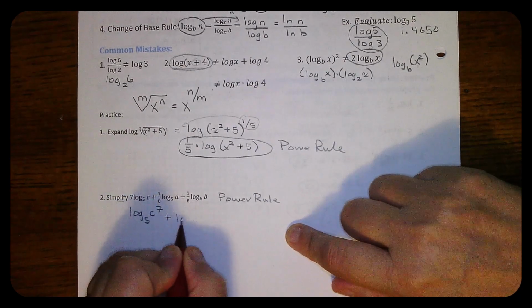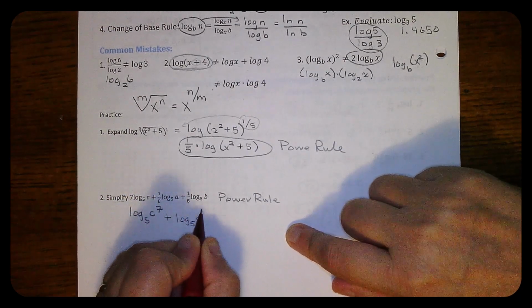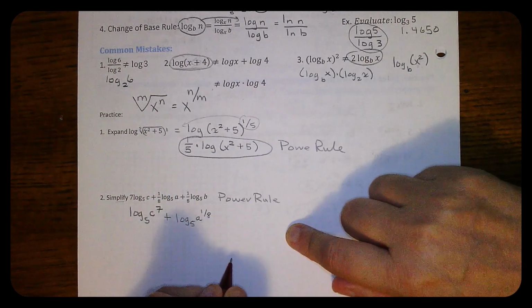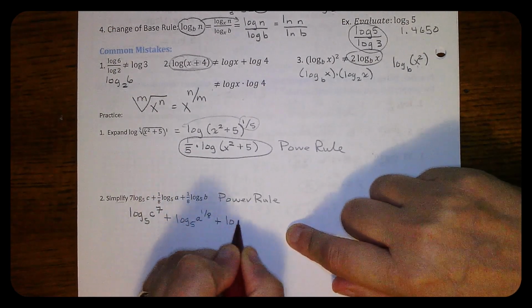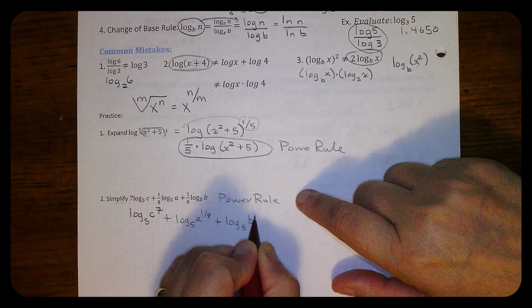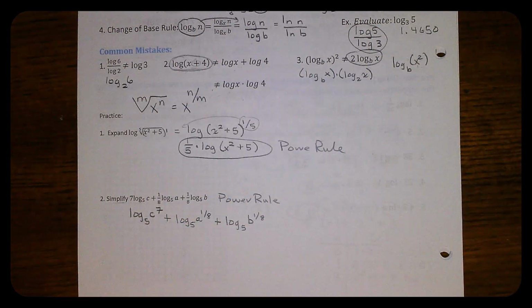Plus, that would be the log base 5 of a to the 1/8 power. Plus, that would be the log base 5 of b to the 1/8 power. So we use the power rule there.